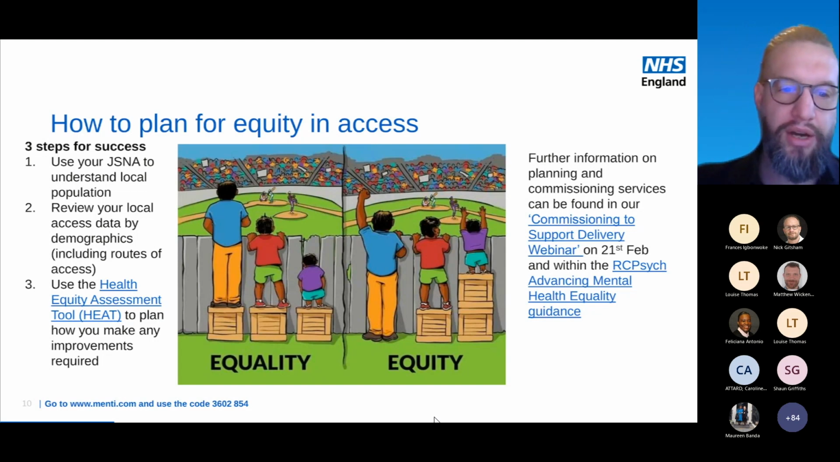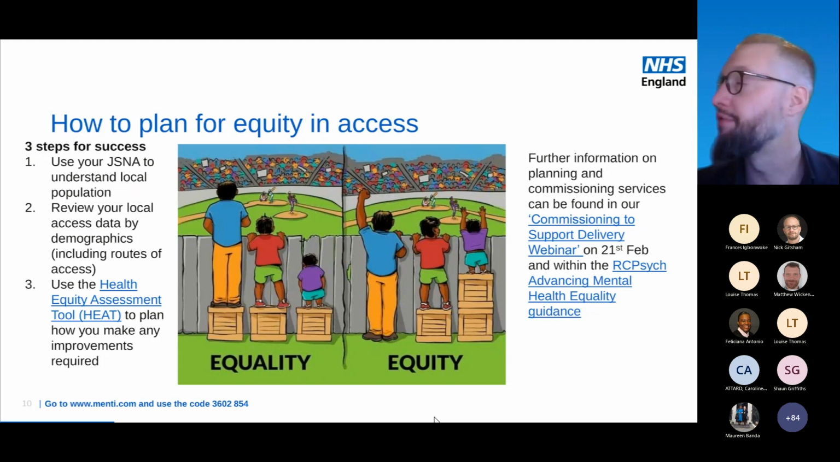There's lots of further guidance on planning equity and mental health service delivery that we'll be revisiting within our Commissioning to Optimise delivery webinar coming up on the 21st of February. There's also an excellent comprehensive how-to guide that's been produced by the Royal College called Advancing Mental Health Equality that we would highly recommend, and is linked to here.